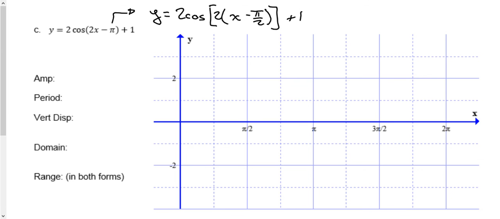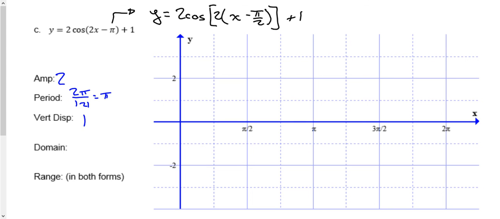So in this case here, what do we have? We have an amplitude of 2. We have a period, and it's not just 2. Our period is going to be 2 pi divided by absolute values of 2 there, which is just pi left over ultimately. You have a vertical displacement of 1, and domain and range we'll talk after.